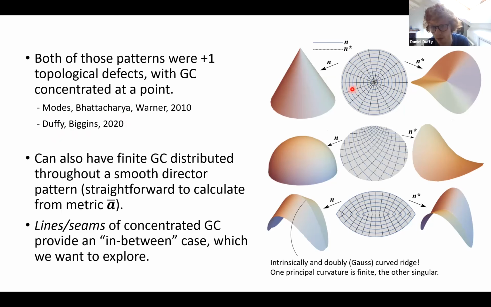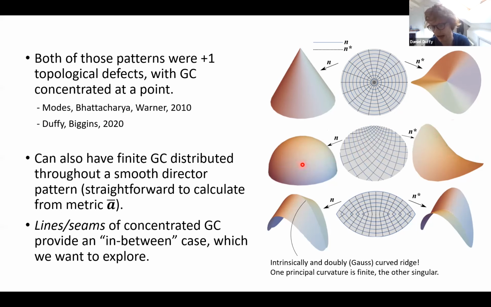So that corresponds to the top row in this kind of figure, which we've already essentially seen. So circular director makes a cone, and if you take the dual, which corresponds to the dotted lines here, you get this negative Gauss curved anticone. But you can also do smooth patterns, right? So that are not defect-like in any way. So in this case, there's a smooth director pattern in blue that gives you something with positive Gauss curvature, like a piece of a sphere, and then the dual gives you a negatively Gauss curved saddle-like thing. But they're both smooth patterns and smooth shapes.